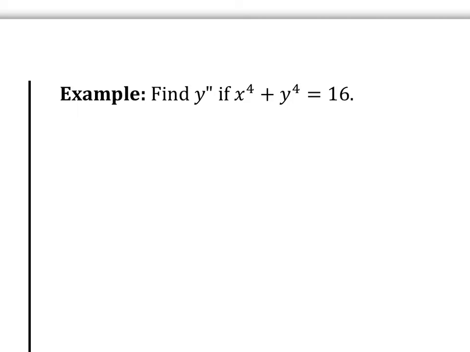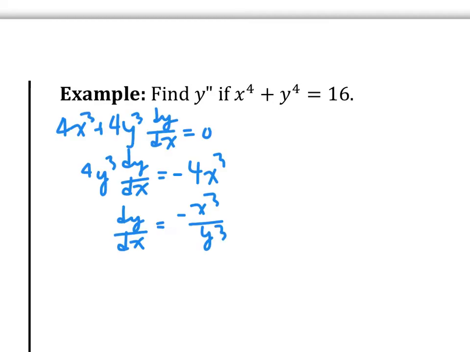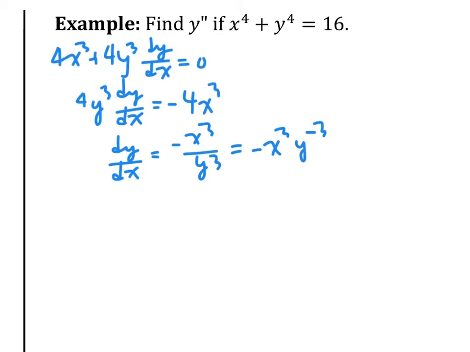All right, let's go ahead and find the first derivative. So go ahead and pause the video and then find the first derivative. All right, pretty easy. So dy/dx is negative x cubed over y cubed. We're going to find the second derivative, which means we need to do this one more time. So it's probably better if you bring that y cubed up into a y to the negative 3, so it's easy. We just need to take another derivative.